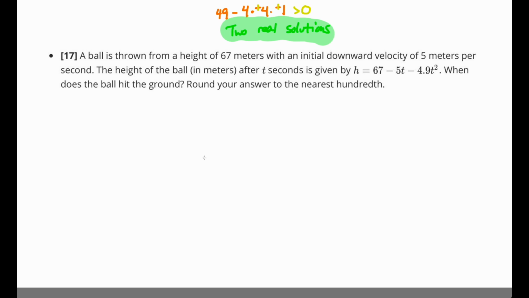All right, and last but not least, the ball is thrown from a height of 67 meters with an initial downward velocity of 5 meters per second. The height of the ball in meters after t seconds is given by the equation h equals 67 minus 5t minus 4.9t squared. When does the ball hit the ground? So we have to translate this from English basically to math. And when the ball hits the ground, that means the h is 0. So to solve this, we're just going to set the h equal to 0.